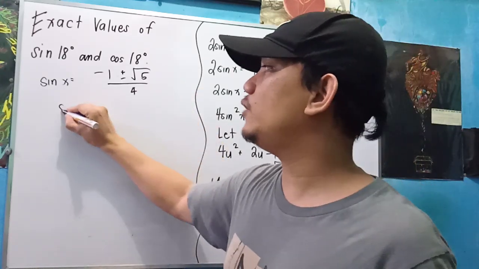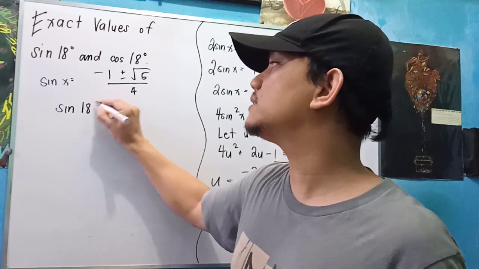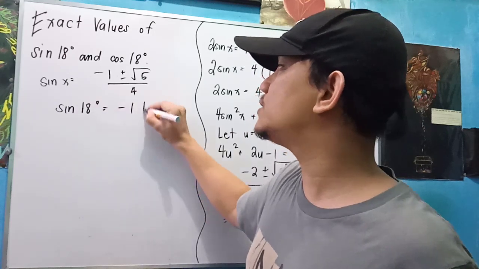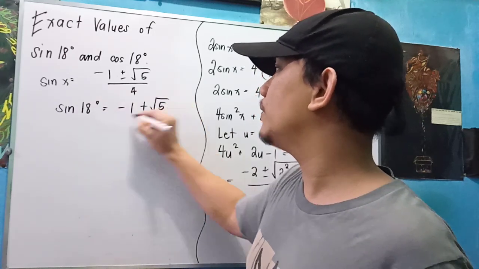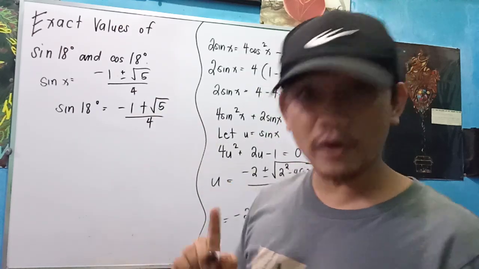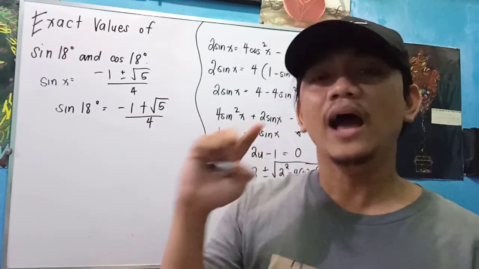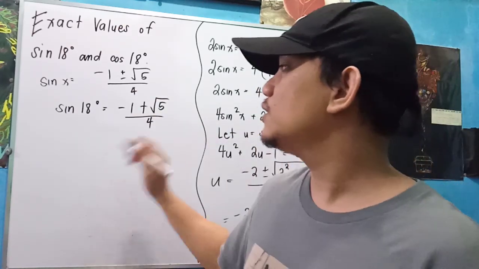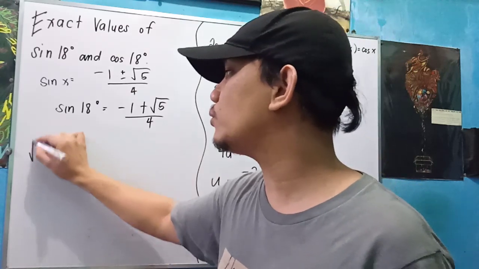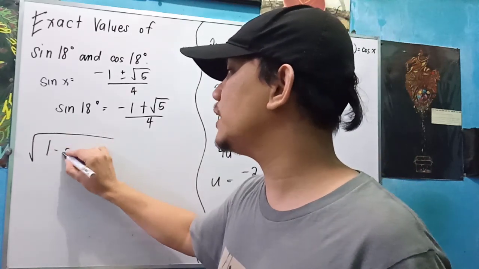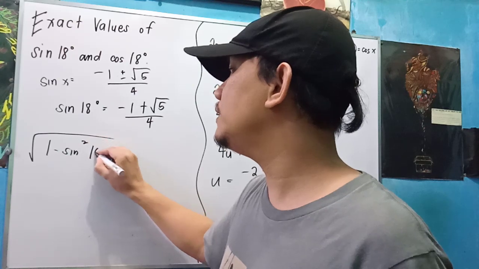Therefore, it follows that sine of 18 degrees will be equal to negative 1 plus square root of 5 all over 4. Disregard lang natin yung negative. Ito na po yung magiging value niya. Okay? Yan ang derivation ng sine 18. How about yung cosine 18 degrees? So, ang cosine 18 degrees will be the square root of 1 minus sine squared of 18 degrees.